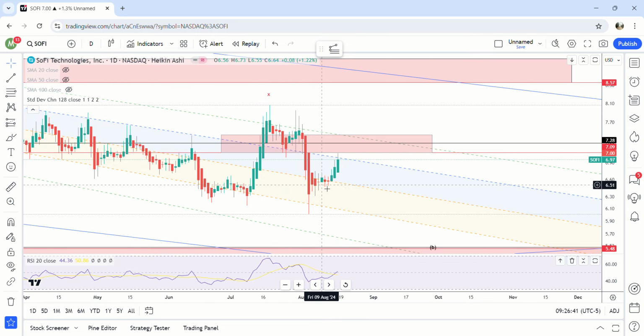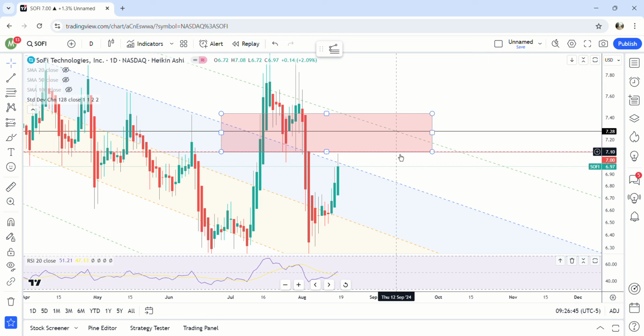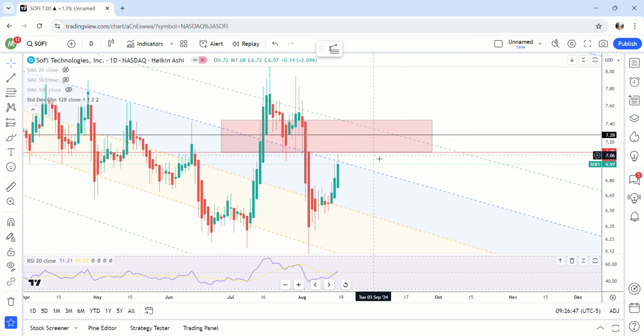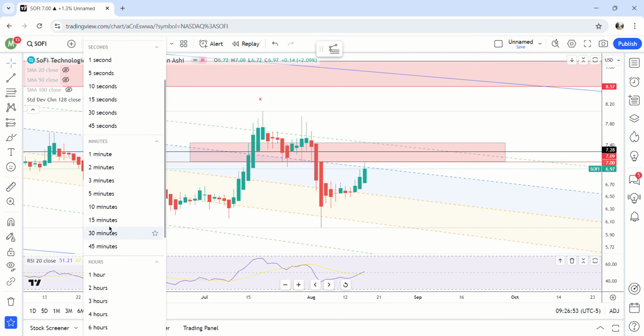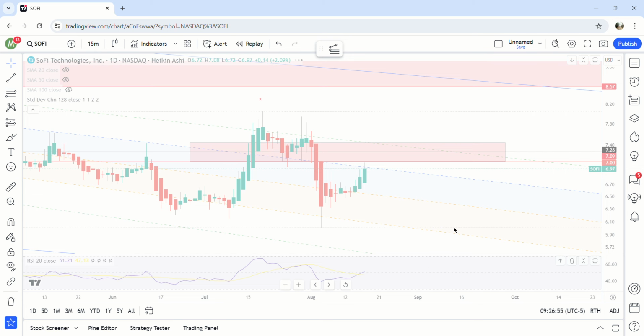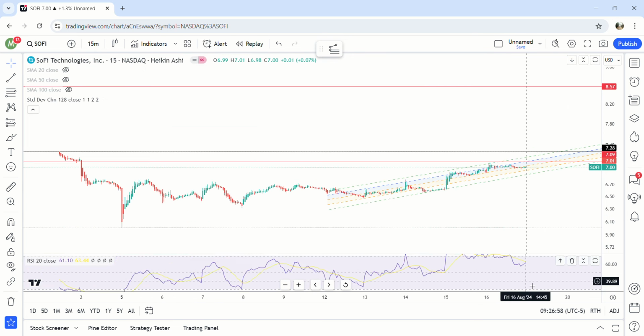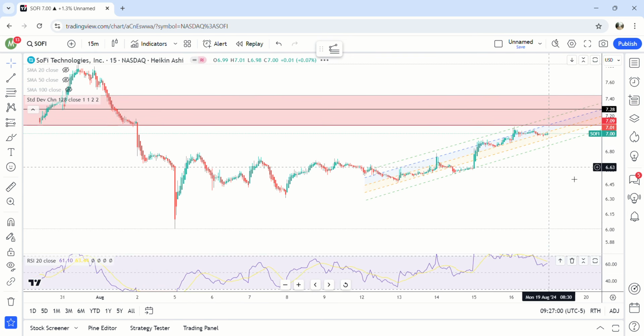So in the previous two videos, I was talking about this gap up here at 7.10. We came 2 pennies from hitting that. Let's zoom in here a little bit and just look at the overall move.